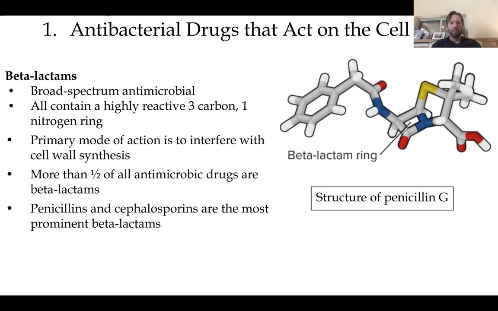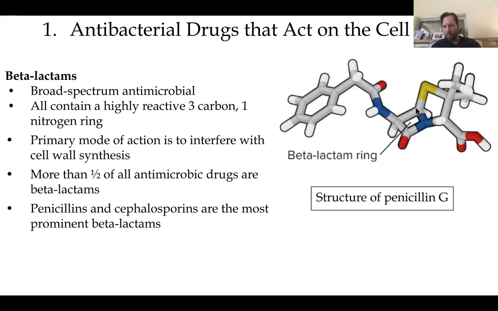So for the first one, beta-lactams. These are broad spectrum, and they're very commonly used to attack all different types of bacterial infections. Penicillin and cephalosporins are the most common ones. It's a beta-lactam because it has this 3-carbon 1-nitrogen ring right here.